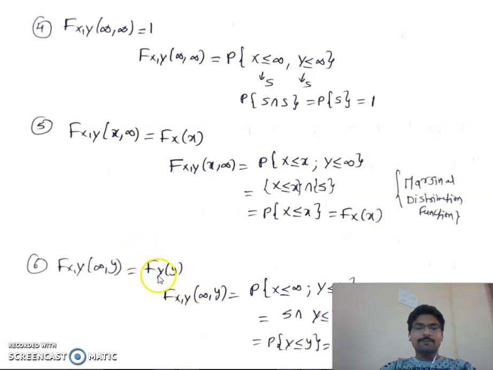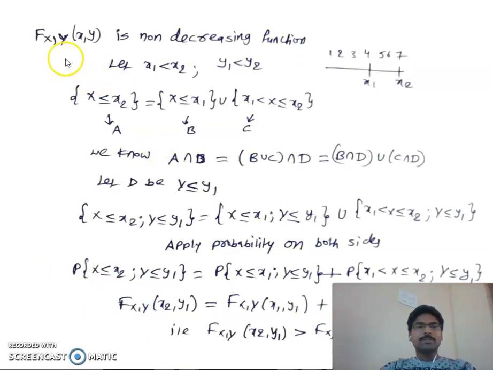That is, the marginal distribution function F_Y(y) can be obtained from the joint distribution function by keeping x equal to infinity. The next property is that F_{X,Y}(x,y) is a non-decreasing function. That is, it is always an increasing function.